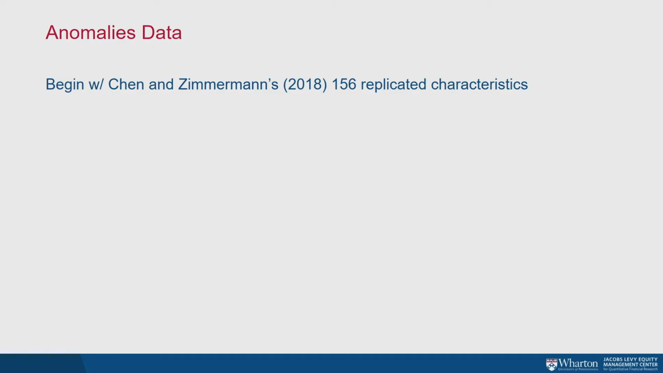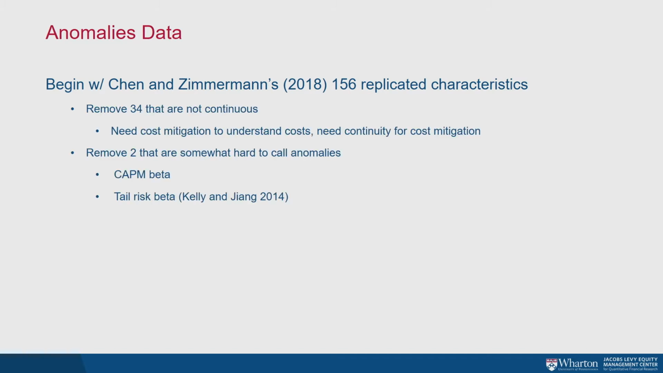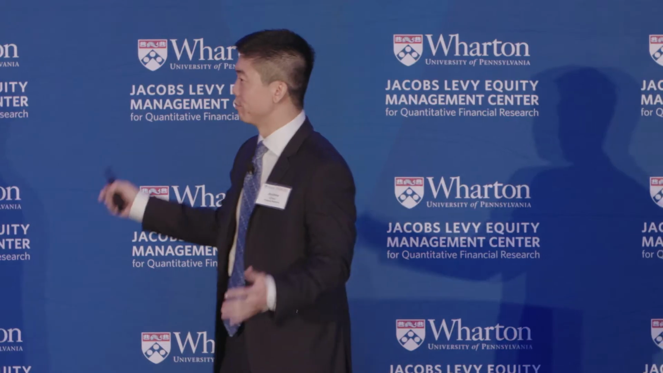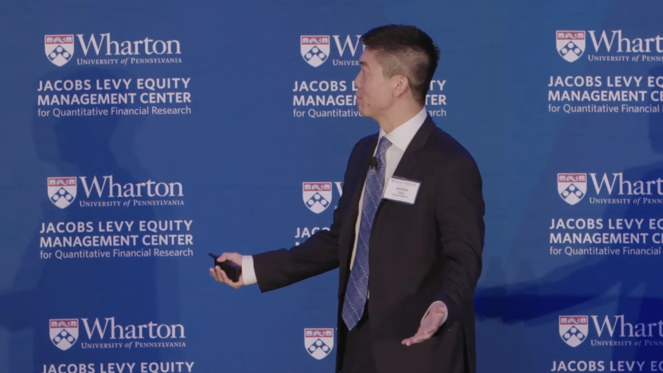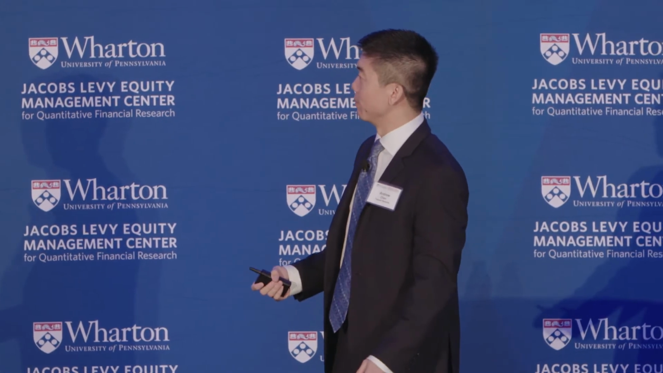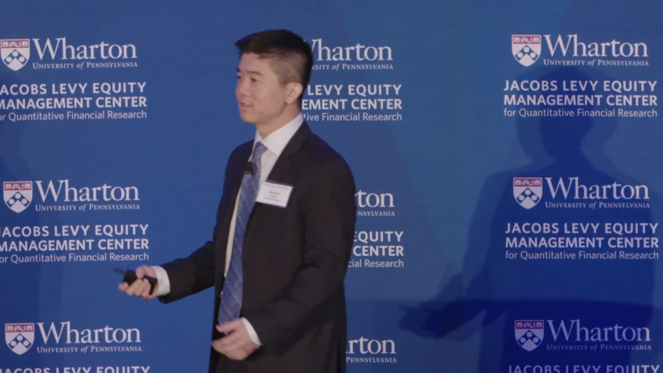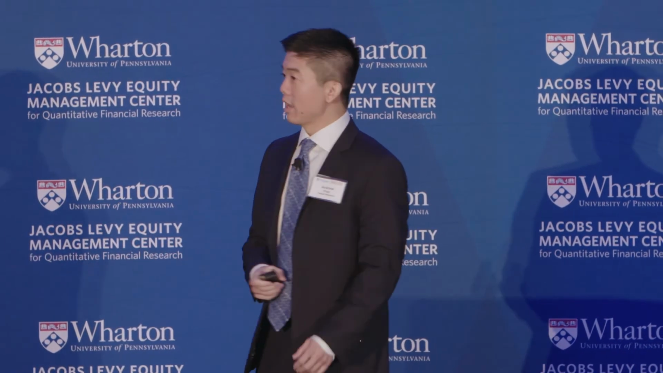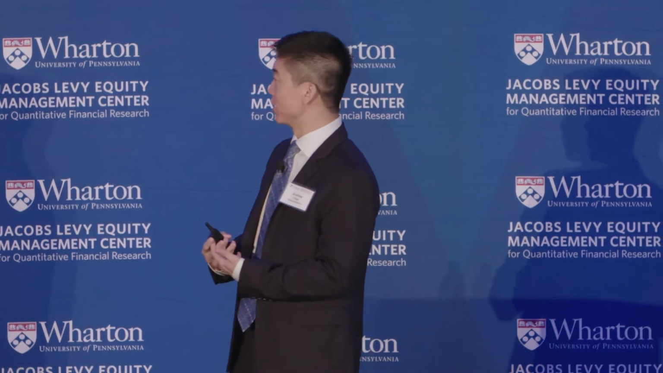Okay, so our anomalies data comes from a previous paper of mine with Tom Zimmerman that's now forthcoming in RAPS. There we replicated 156 cross-sectional stock return predictors. We removed 34 that are not continuous, because in order to understand transaction costs you need to understand mitigation, and our most effective mitigations take advantage of continuity. And this is a relatively minor issue, but of course we can't call the CAPM beta an anomaly, so we should remove that. And I'm not sure whether to call a tail risk beta an anomaly or not, so we just removed that for safety. Okay, and that also gets us a nice round number of 120 published anomalies.